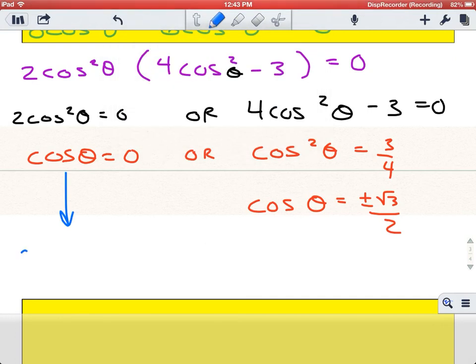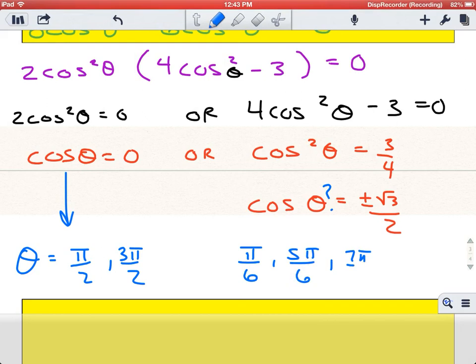So theta is going to be pi over 2 and 3 pi over 2. And then all I have to do is figure out what angle gives me square root of 3 over 2. And then because it's plus or minus, I get to use every quadrant all the way around the unit circle. So in this case, theta is going to be pi over 6. And then, of course, 5 pi over 6, 7 pi over 6 in the third quadrant, and 11 pi over 6 in the fourth quadrant. So we got 6 answers to this problem. A little complicated.